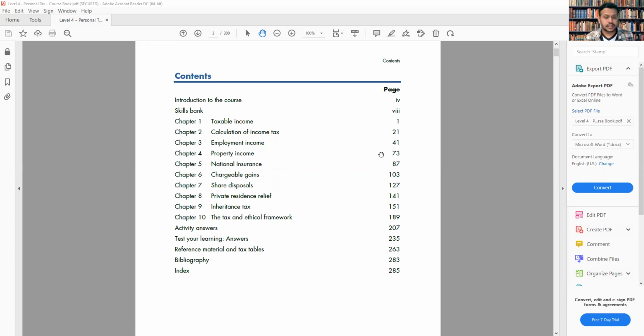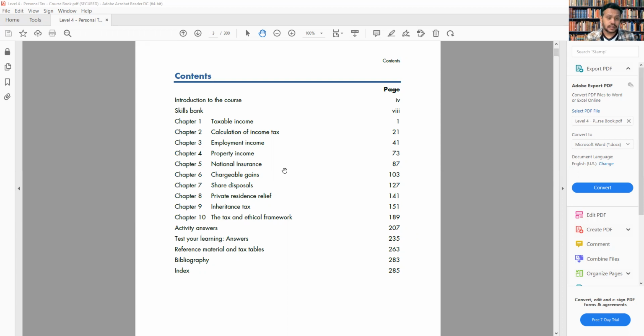Let's quickly look at the chapter area. Chapter number 1, we have taxable income. This one is a very simple one to show some bands. For example, how much should be the tax rate based on the income. So for example, if someone has a basic rate, someone has a higher rate, someone has an additional rate, we're going to see all of this from chapter number 1. Chapter number 2 is the calculation of the income tax. So based on the income, how much tax the person needs to pay, we're going to see from there.